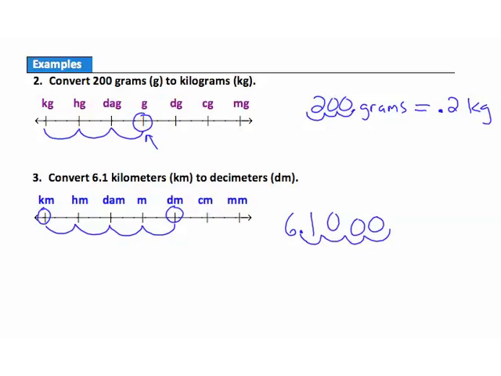So that's going to be 61000. Put my comma in there. So that is going to be 61,000 decimeters when I convert that. And that was 6.1 kilometers, then was equal to 61,000 decimeters.